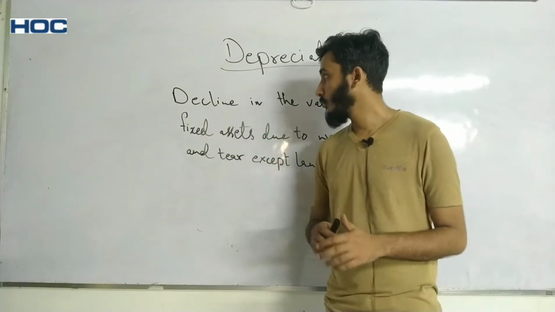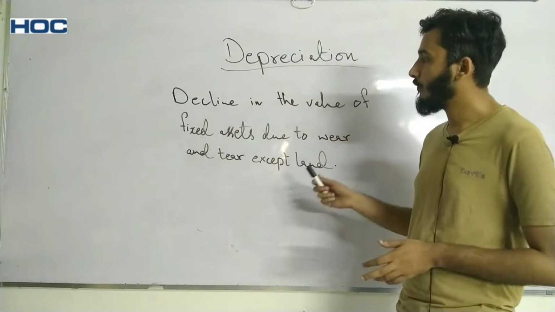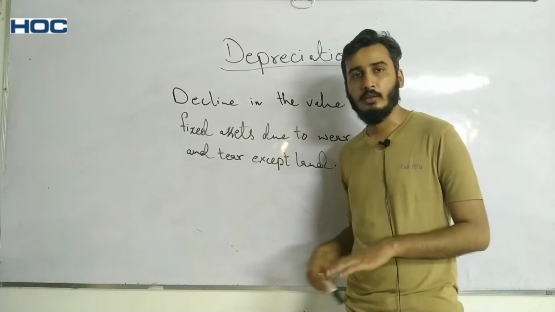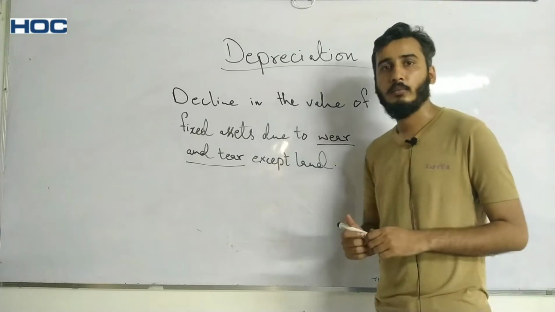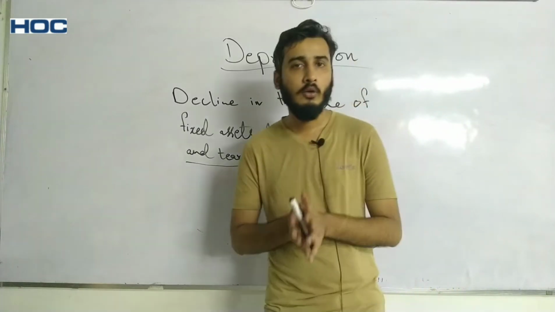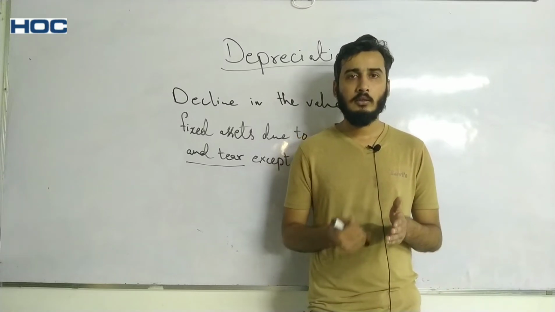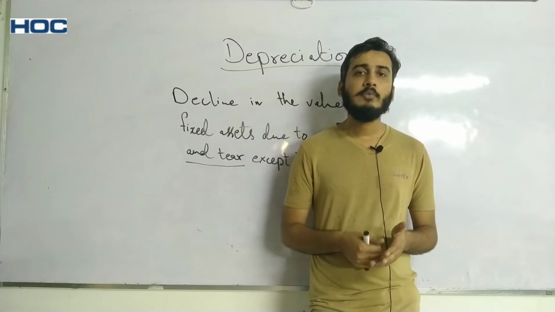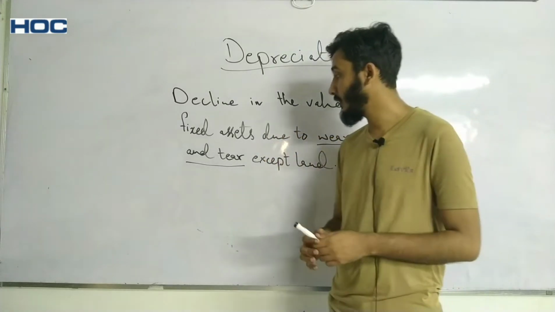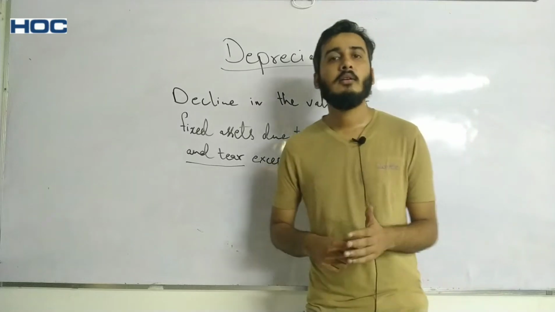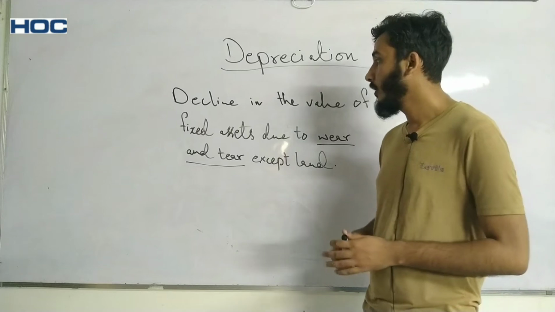So firstly, we are going to discuss the definition, and that is decline in the value of fixed assets due to wear and tear, except land, because land does not lose its value. I'm not talking about property prices declining. I am talking about wear and tear, decline in the value of fixed assets due to wear and tear. Therefore, land does not get wear and tear according to its nature. That is why it does not get depreciated.